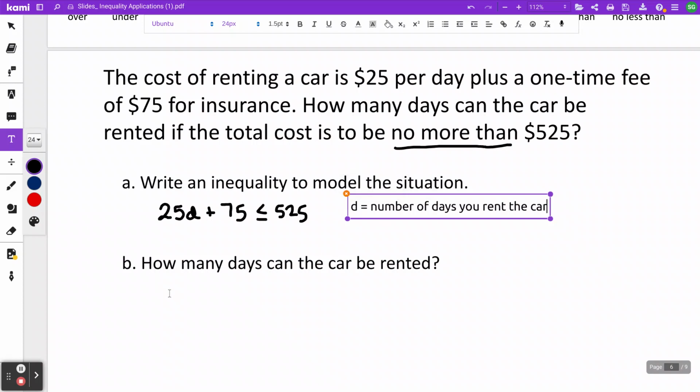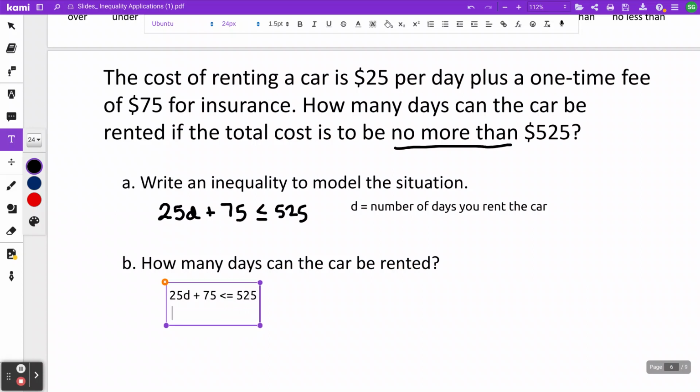For the second part, to figure out how many days the car can be rented, now we just have to solve this inequality. I'm going to go ahead and type our inequality here. By the way, when it comes to writing that inequality sign, especially on homework, I know a normal keyboard does not have that less than or equal to symbol, so you can just type them as two separate signs. You can type the less than sign and then the equal sign like this, and I know what you mean. So less than or equal to 525.